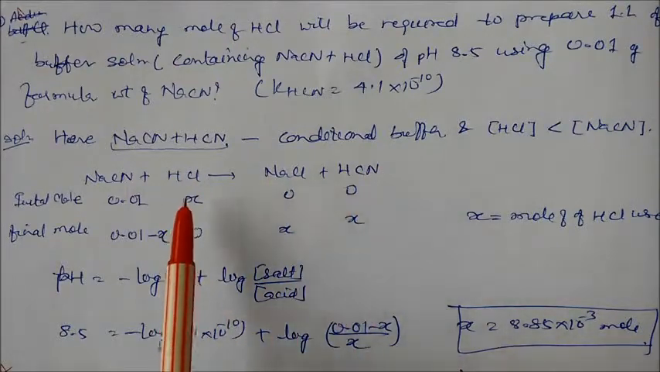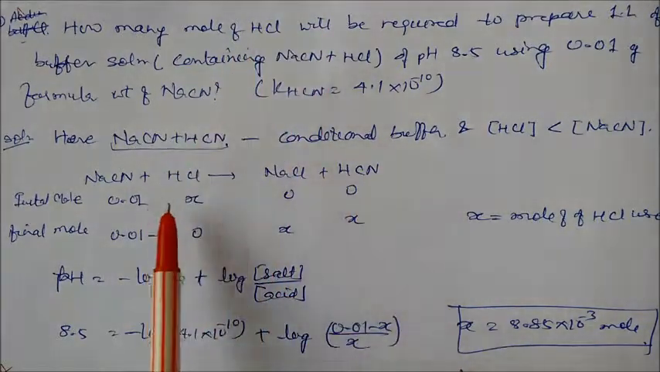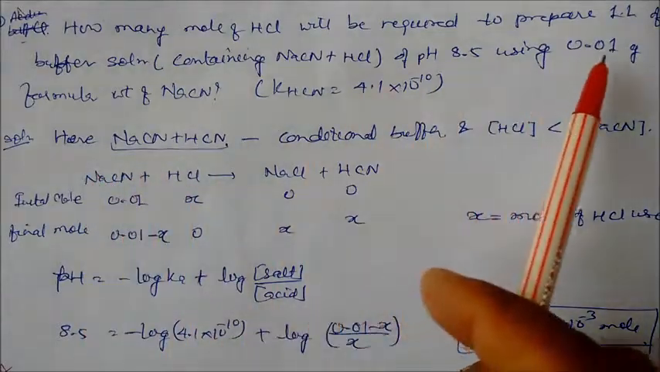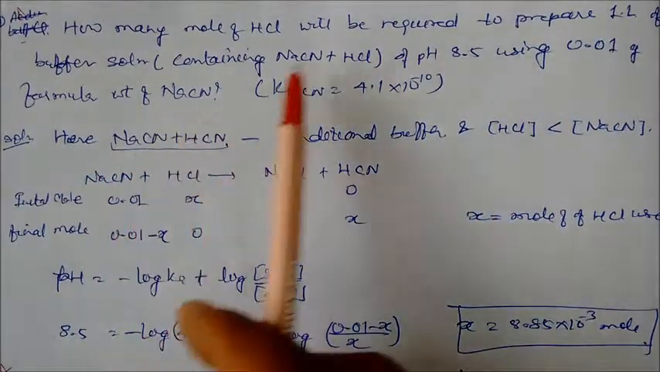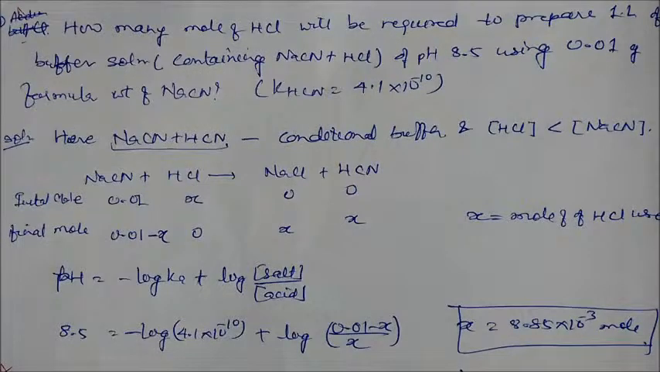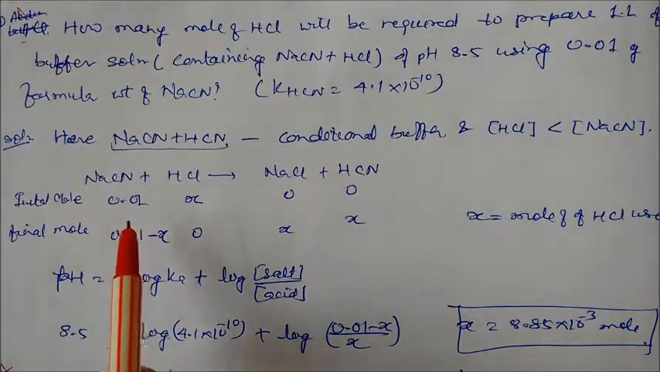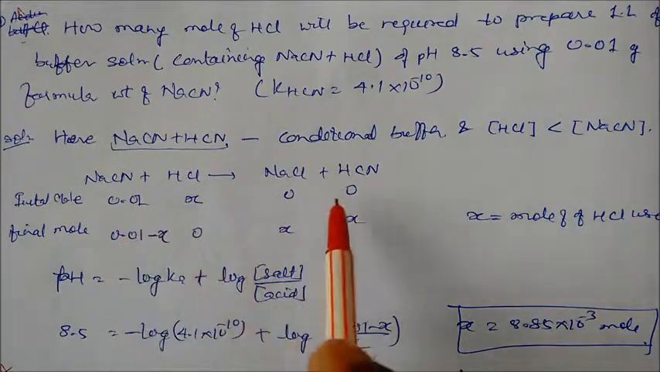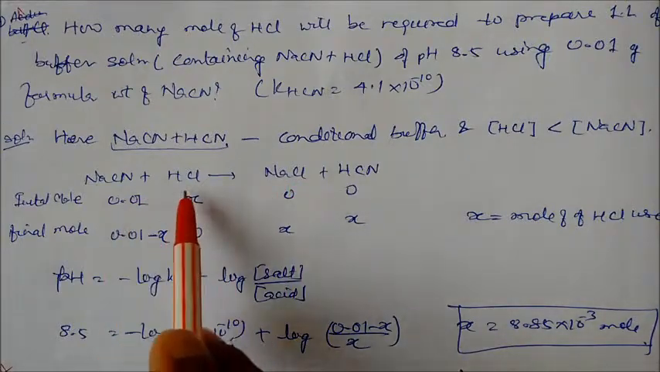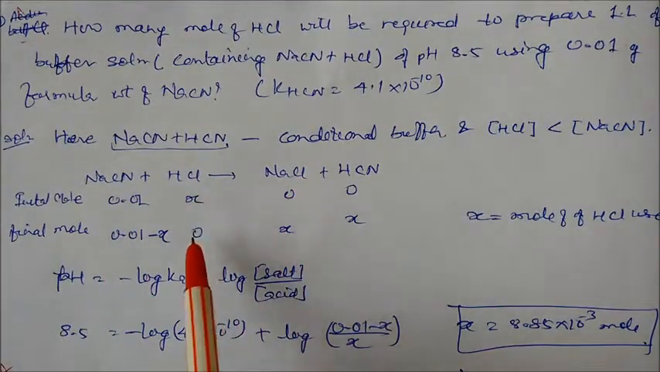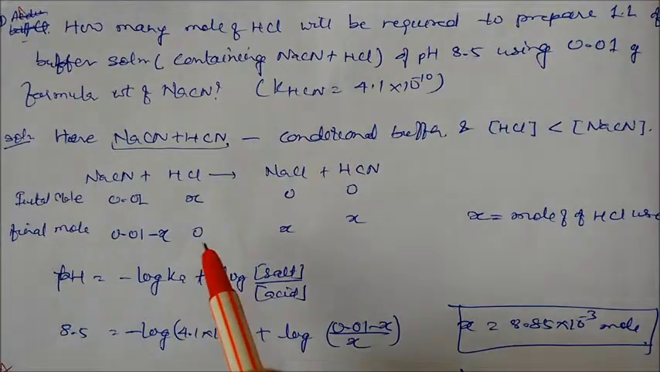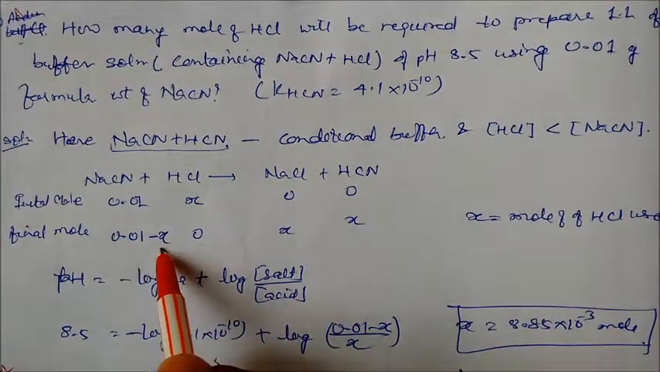So initially the concentration of HCl, let us take X. The amount of NaCN is given here. How much? 0.01 mole. Formula weight is given, 0.01 mole. On reacting with HCl, what will this give you? HCl will be fully consumed. So it becomes 0.01 minus X.